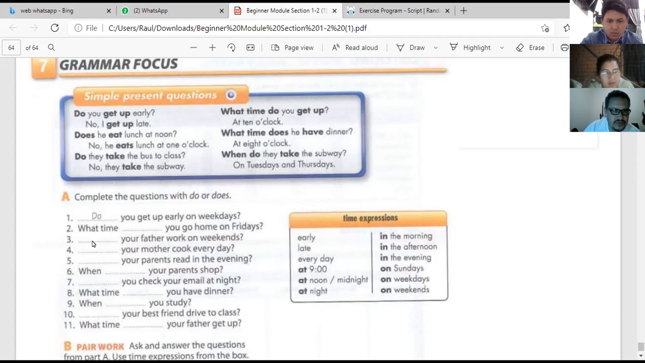Entonces, 3, 4, and 5 is does. Does your mother cook every day? Do your parents read in the evening? Si son papás, son ellos. Entonces, do your parents. Ellos. Pero dice, when do your parents shop? When do your parents shop? And number 7 is, do you check your email at night?